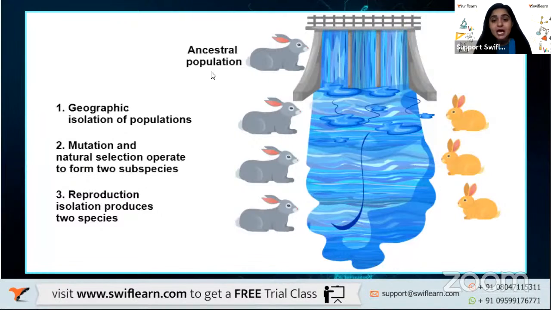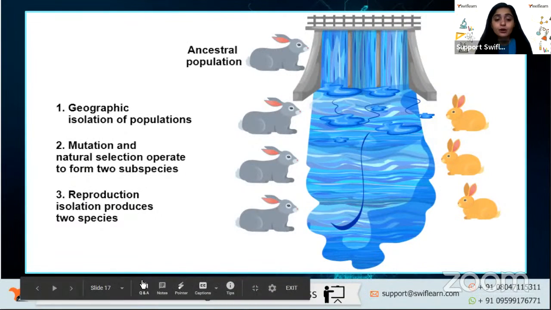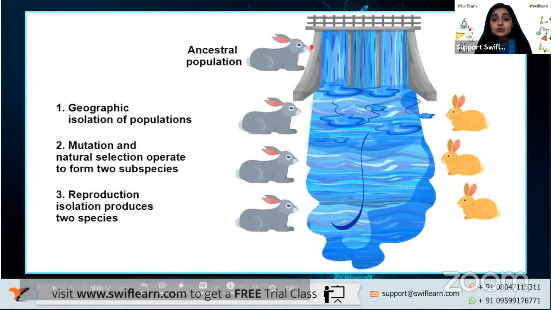Now, look at this example. What exactly is happening over here? If you look at the top of the screen where it says ancestral population, the ancestral population was a rabbit that was green in color. Now what happened? There was a dam kind of a thing, and because of the river, the population got separated into two.